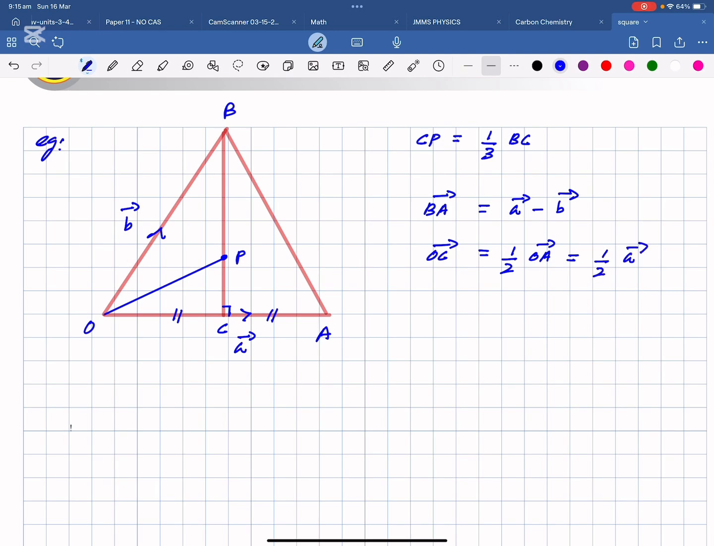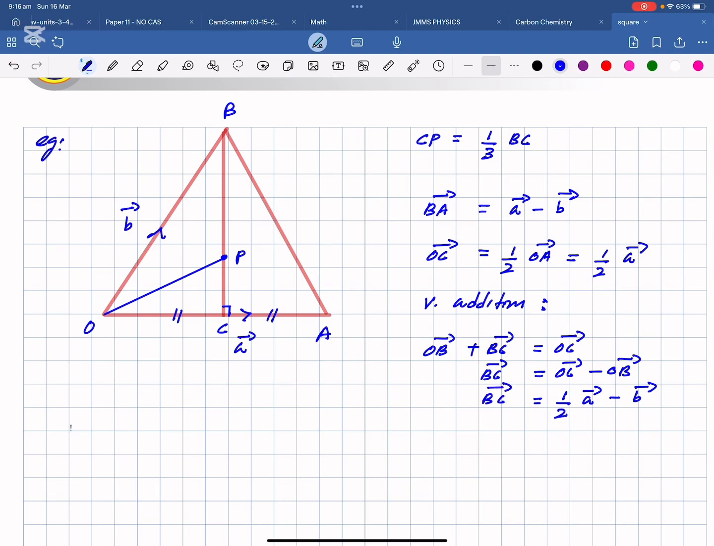Done. So now vector addition is what I'm going to do. So vector addition is OB plus BC is equal to OC. Right? So you need to find BC now. So I'm going to make BC the subject here. So that's going to be OC minus OB. So what is OC now? OC we have here, half A. Half A minus OB. What is OB? That's it. That's how you find BC.